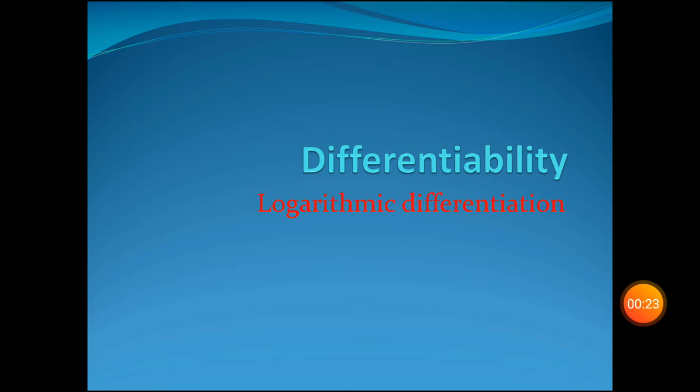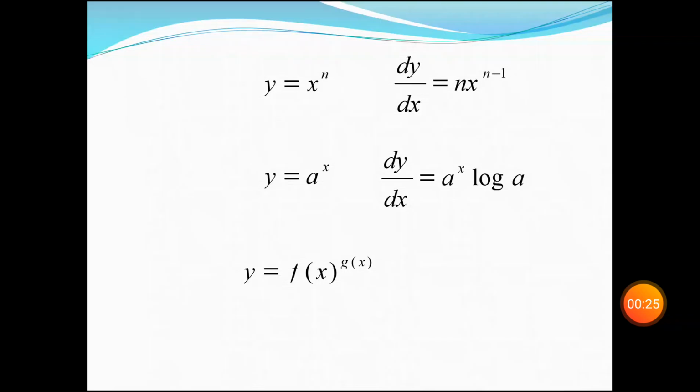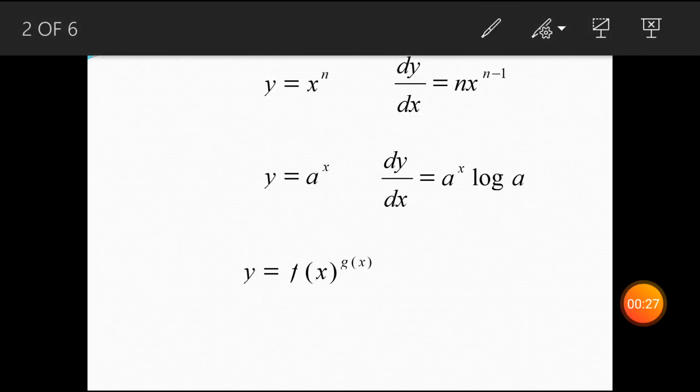So you just see, these are a few functions that you have already studied, like y equals x to the power n. In 11th standard you have studied that. What is the differentiation of such functions? dy over dx equals n into x to the power n minus 1. So we have already solved it. It means this is a power on a variable, and that power is constant.